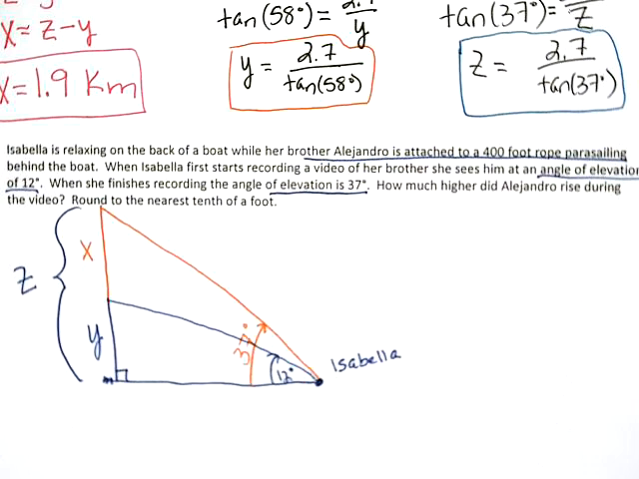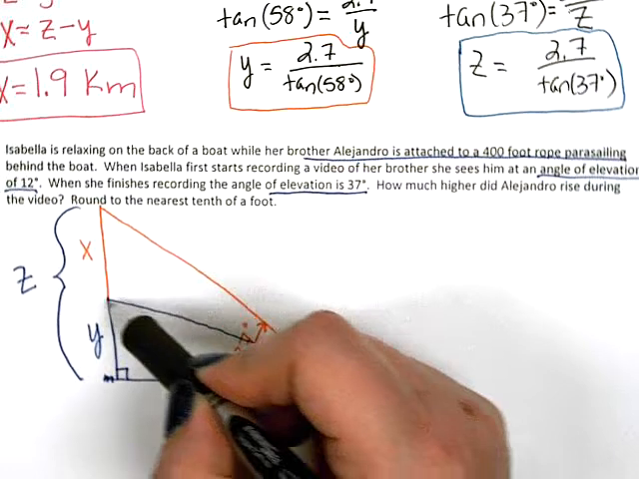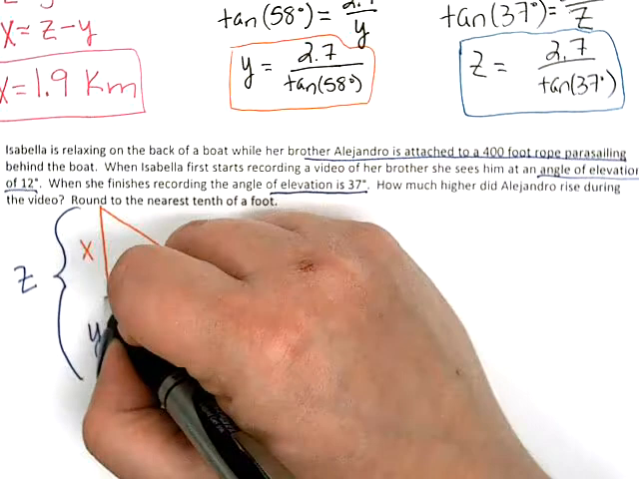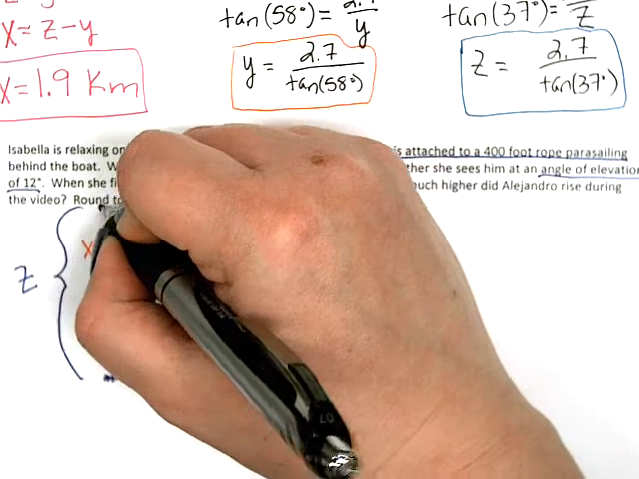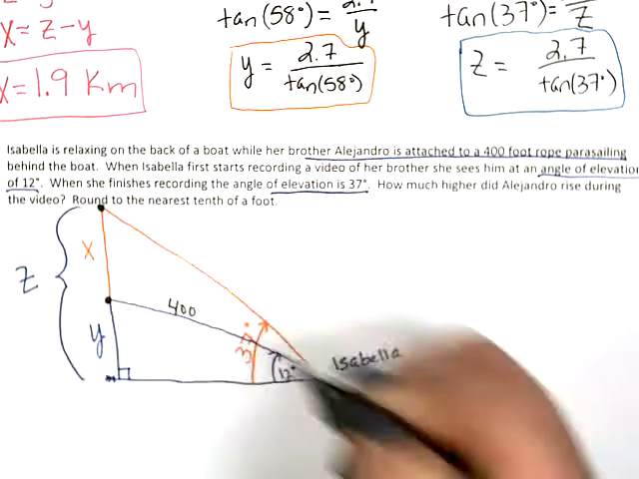Now let's see if we can figure out what else we know. Alejandro is attached to a 400-foot rope. That means that here's the boat that Isabella is on. This is the rope that he's attached to, because Alejandro is here and here at his start and stop, which means this is our 400 feet of rope.